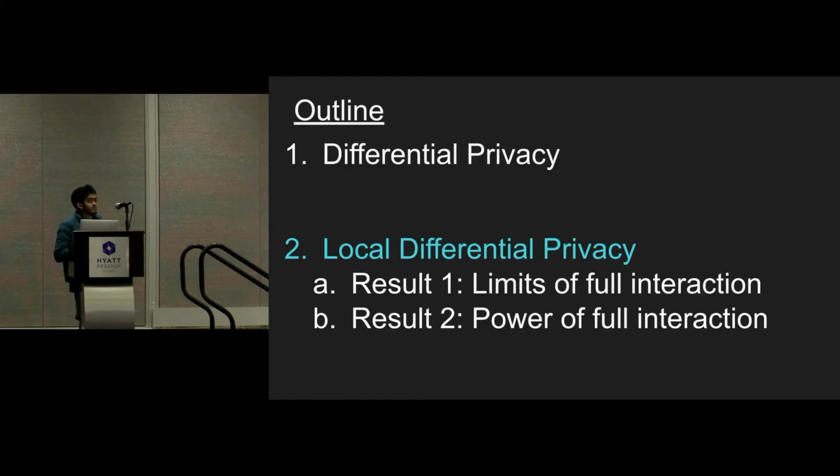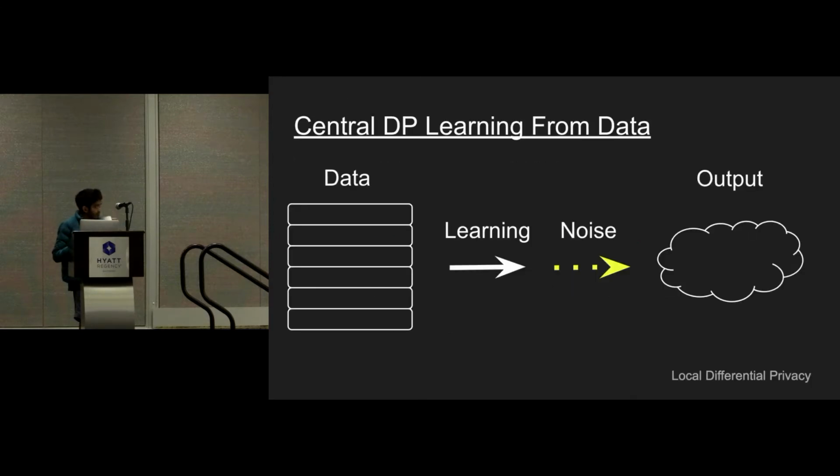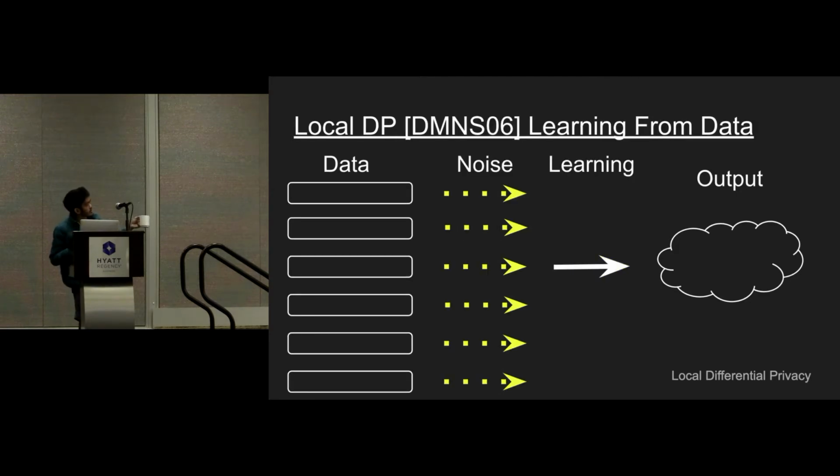So now we can move to the model that we actually care about in this talk, which is a more restrictive model called local differential privacy. So remember the centrally private cartoon where you have central access to the data, you do some learning, you add some noise, you get some output. The cartoon for the locally private model is different in a few ways.